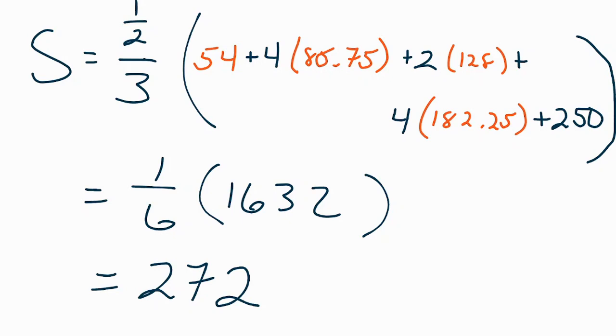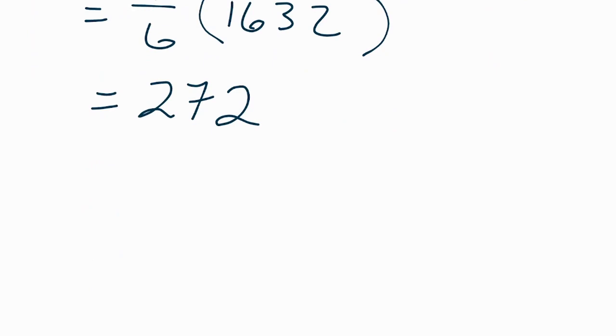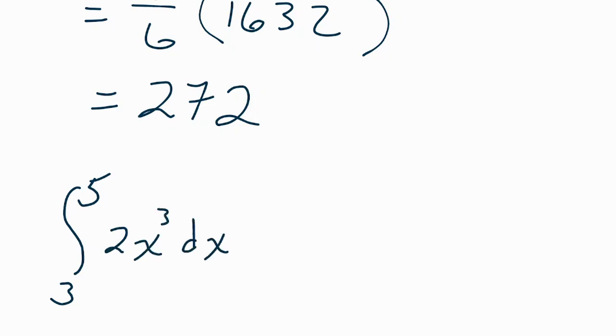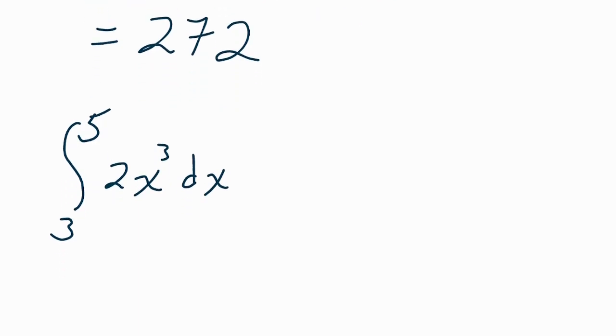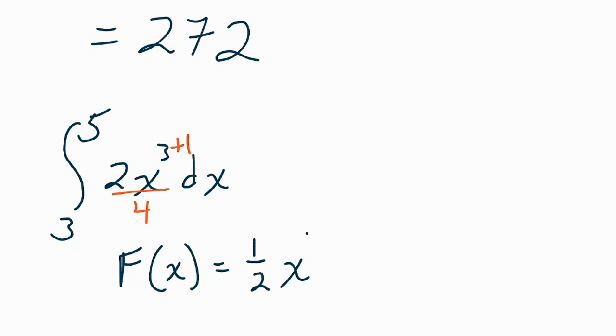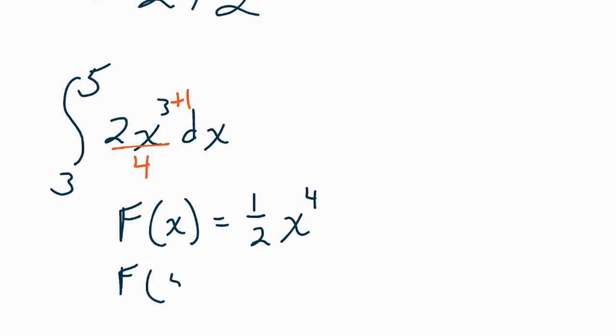But it's also, interestingly, related to the actual integral. Now, if it doesn't say use Simpson's rule, if it just says do the integral from 3 to 5, then yes, I would expect that you're using the antiderivative. I would expect that you're finding capital F of x. Make sure you add to the exponent and divide by the new exponent. You get 1/2 x to the 4th. I'm going to leave out the plus c because we know that eventually we're going to be subtracting these numbers.